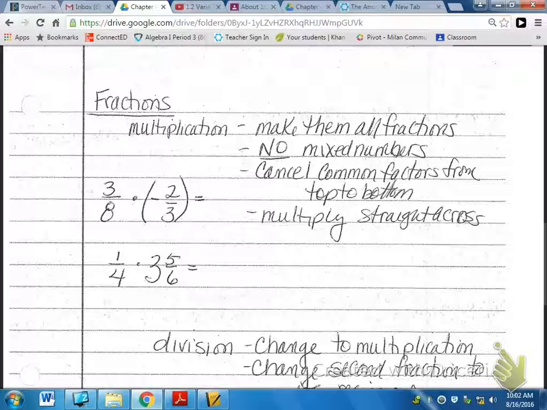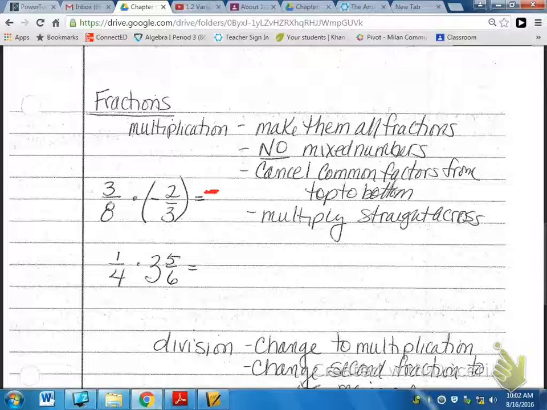So I think we lucked out on this first problem. They already are both fractions. 3/8 times negative 2/3. Keep in mind, might as well get the signs out of the way. It's a positive times a negative, so the signs are different. I would go ahead and make it negative. So you look from top to bottom to look for common factors. We have a couple of them here.